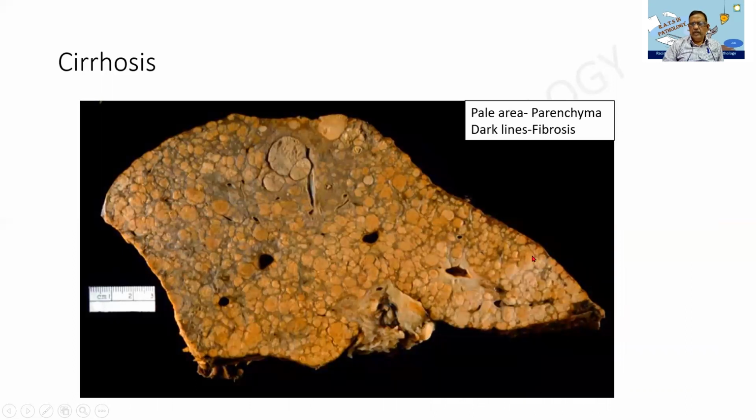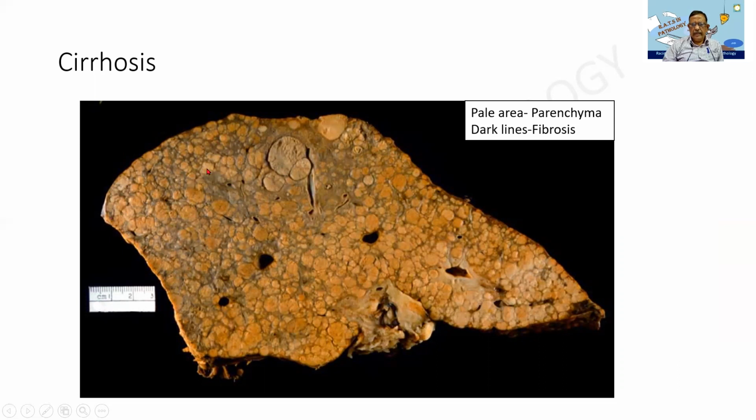This again is a gross picture of a cirrhosis in a case of hepatitis. I find that there are multiple nodules. You find that there are many nodules which are small. See this one. They are all very small. Maybe the predominant one will be a micronodular cirrhosis.